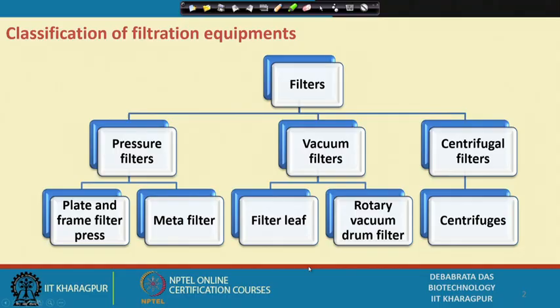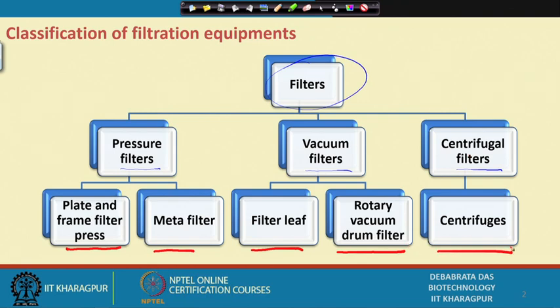Now, first I want to tell you the classification of the filtration equipment. If you look at the classification, that is the filter, we have three different types. One is called pressure filter, there is the vacuum filter, and there is the centrifugal filter. In the pressure filter, we have the plate and frame filter press and the metal filter; in the vacuum filter we have the filter leaf and the rotary vacuum filter; and in the centrifugal filter we have the centrifuge.